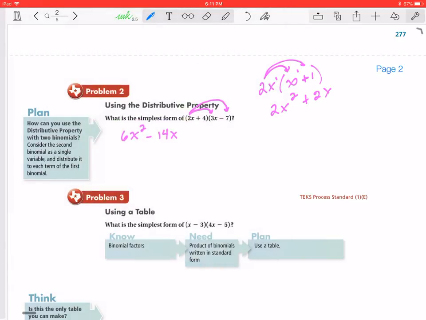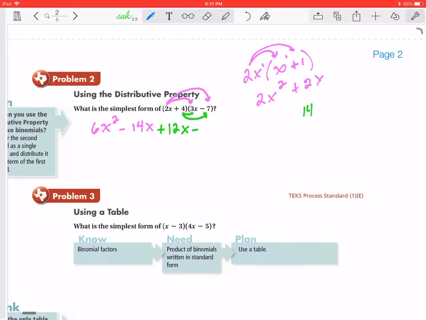Now I'm going to take 4 times 3x and 4 times 7x. So then that's going to give me plus 4 times 3 gives me 12x. 4 times negative 7 gives me negative 28.